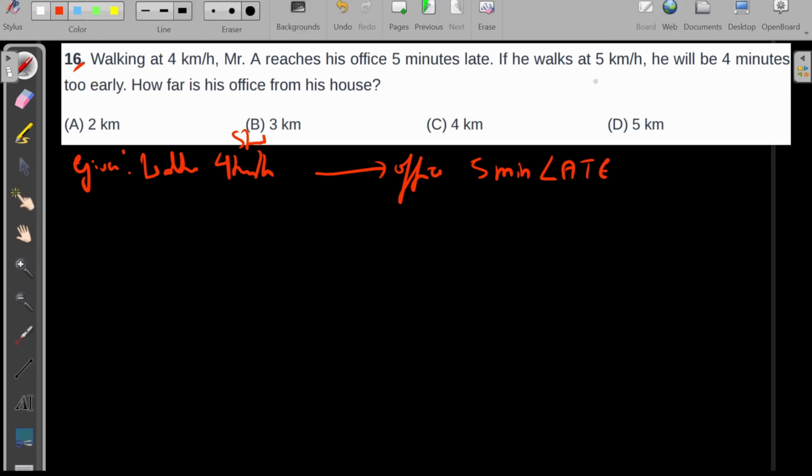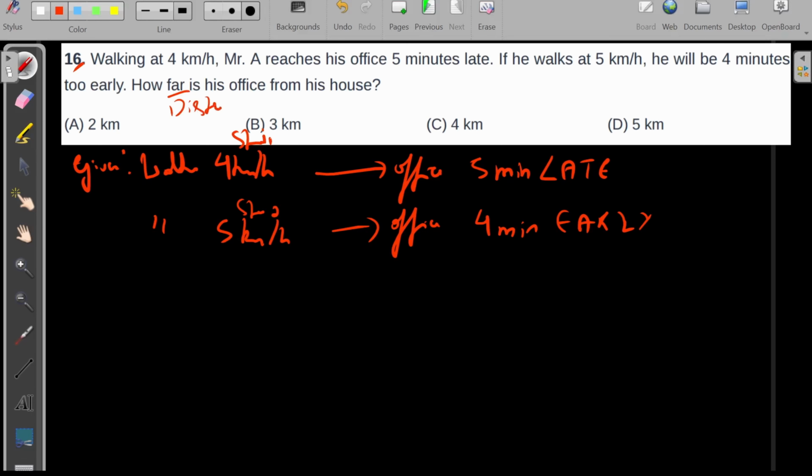If Mr. A walks at 5 km per hour, so walking, but this time the speed is 5 km per hour. Let me write here, speed 2, this is speed 1. He would be 4 minutes too early, so same distance, which is his office, but this time he was 4 minutes early. So how far is his office from his house? So how far it is, the distance. So we need to find the distance. Option is given. Is it option A, option B, option C, or option D? And the options are given in kilometer. So we need to be mindful of the unit.